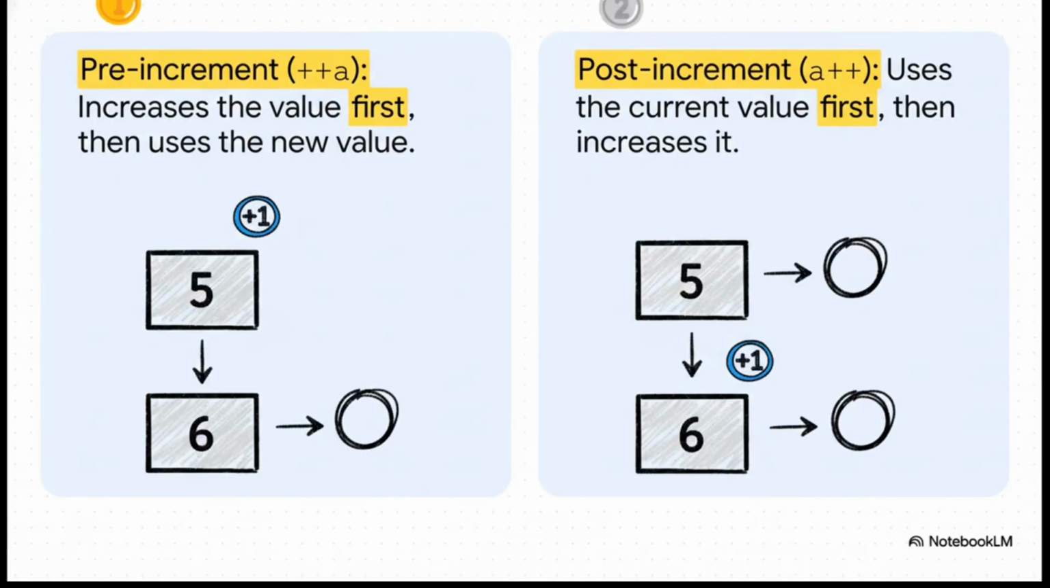All right, now for a classic C gotcha moment. This is one that trips up so many people when they're starting out. Both ++a and a++ add 1 to the variable a, but the timing is completely different. Pre-increment, with the pluses before the a, changes the value first and then it gets used. Post-increment, with the pluses after, uses the original value first and then adds 1. That tiny difference can cause some major bugs if you're not paying attention.